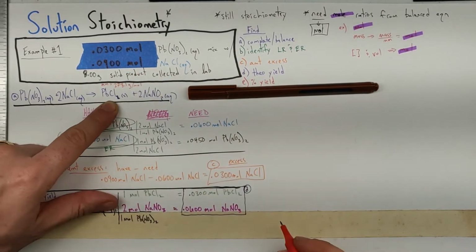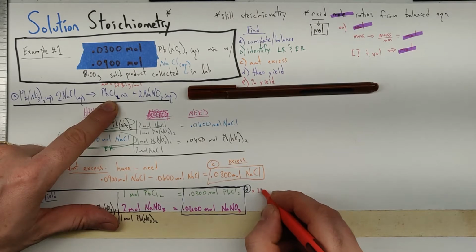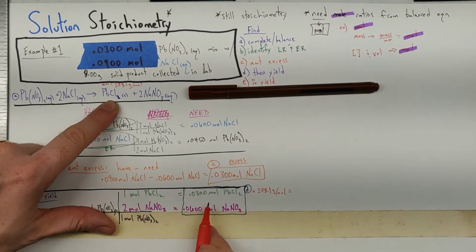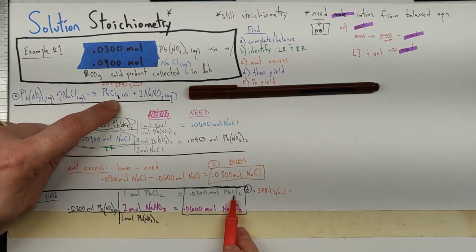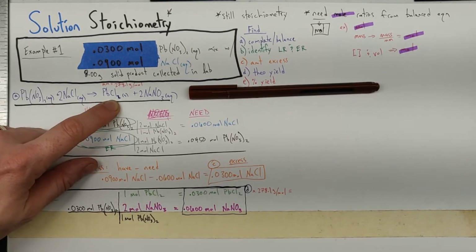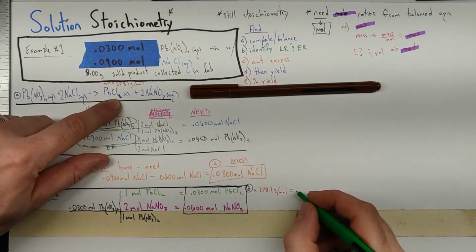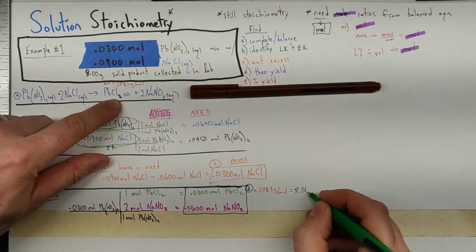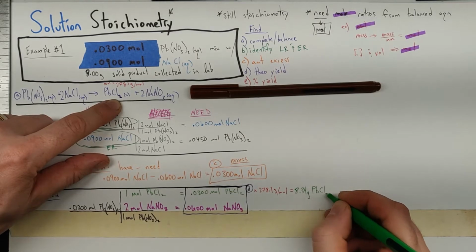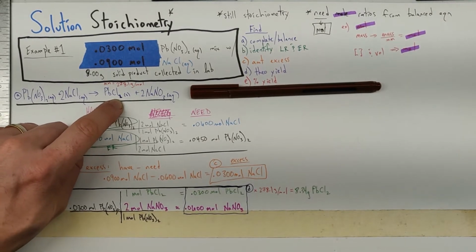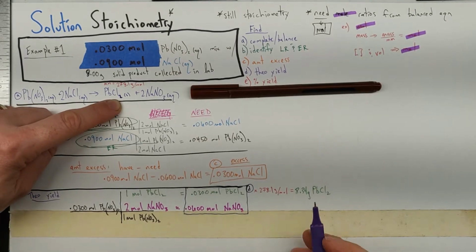So I'm going to take that number down here and multiply by 278.1 grams per mole, and that's going to give me a theoretical yield in grams for that product of 8.34 grams PbCl2. And that's also part of our answer to D there, our theoretical yield.